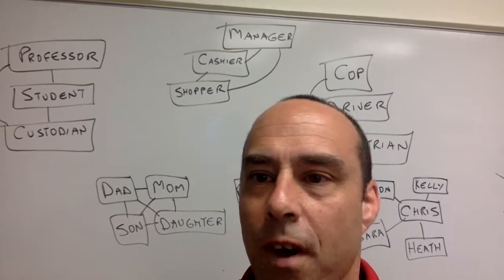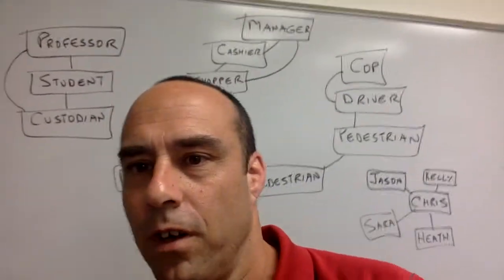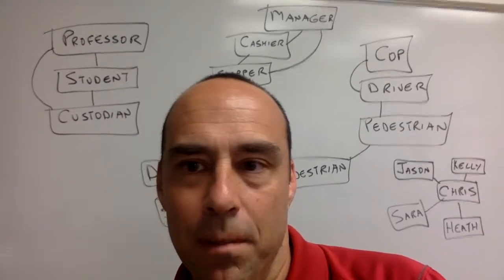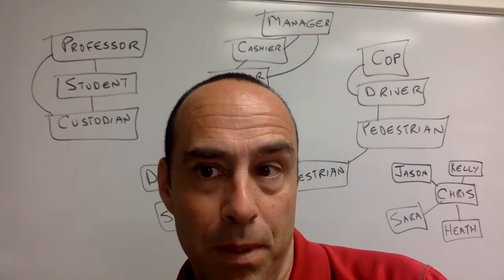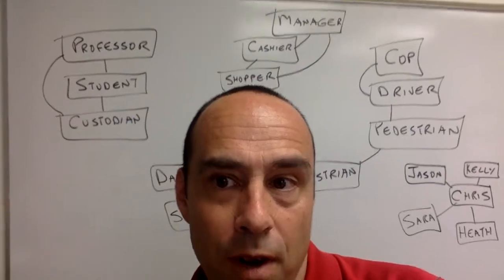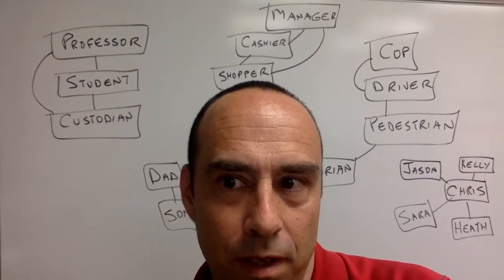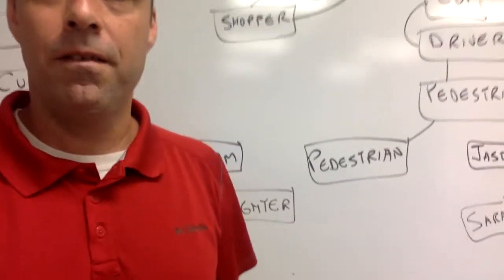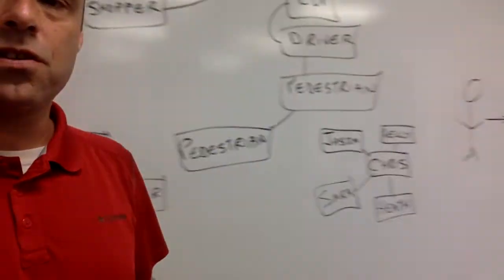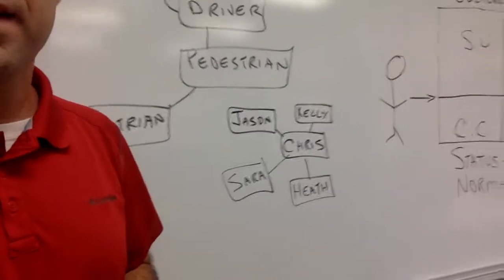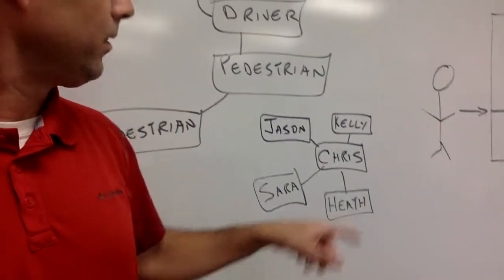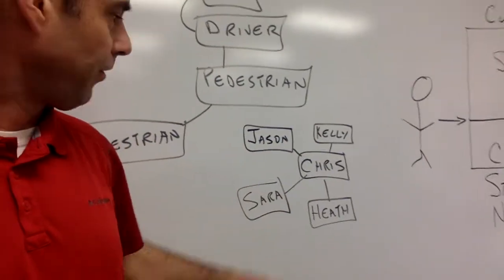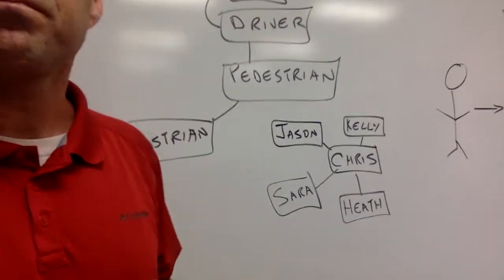Then you move over farther and you're in the part of the social structure called driving, and there's a cop. Cops act in particular ways toward drivers. Drivers act in particular ways toward cops. Drivers act in a particular way toward pedestrians. And then over here, and this is the part that is kind of the most disturbing, I think, and we're going to get here in a little bit, is here's me and here's my friends. My friend Jason, my friend Kelly, my friend Heath, my friend Sarah.